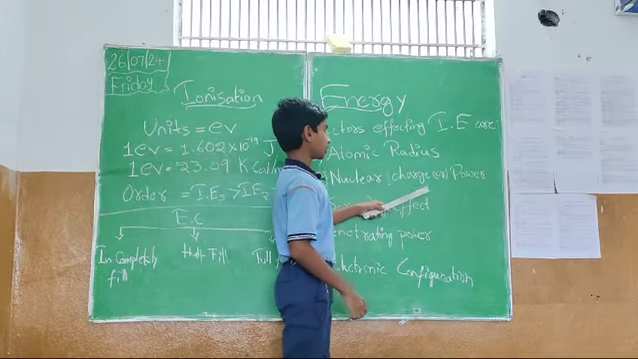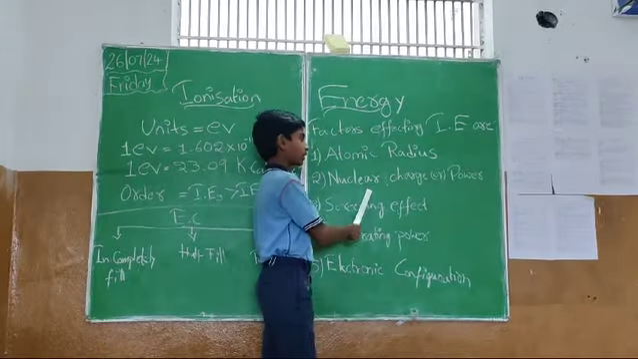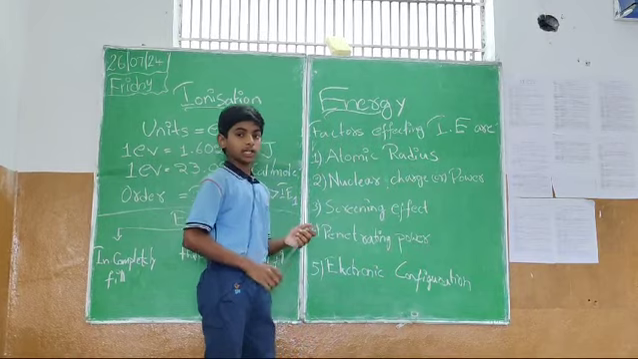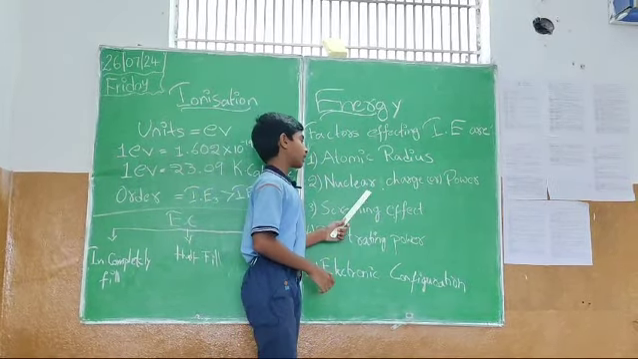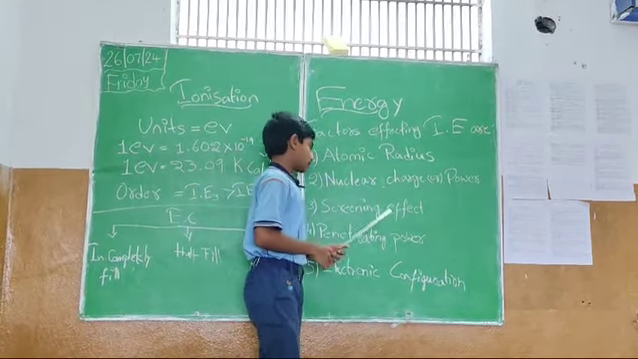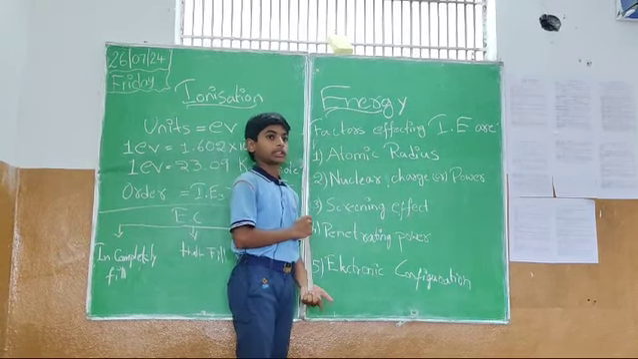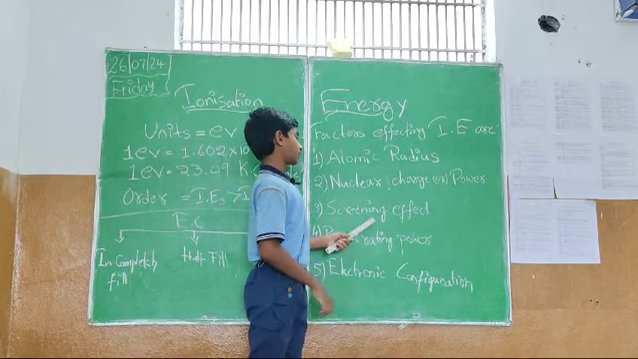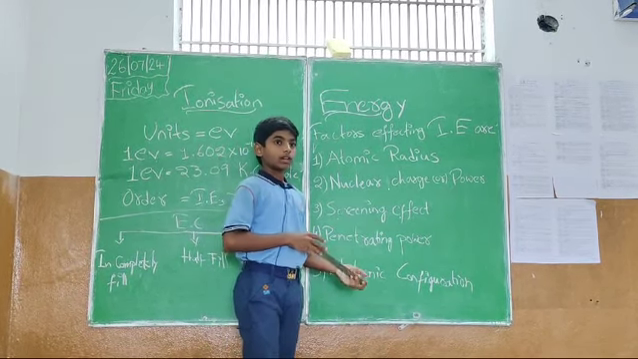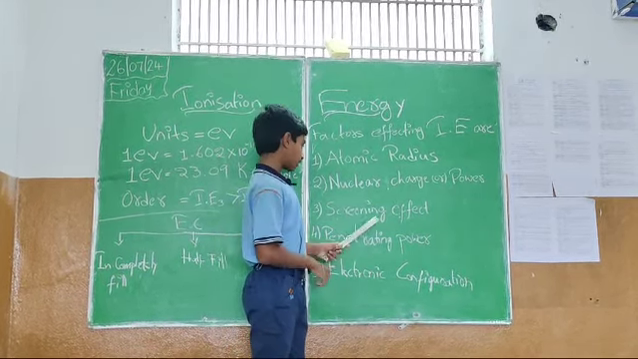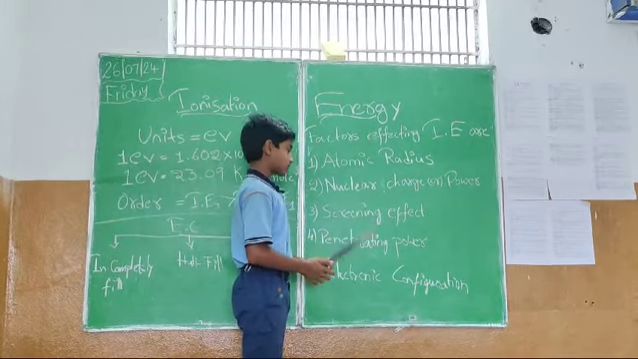And nuclear charge or nuclear power. When nuclear charge increases, ionization energy decreases. When nuclear charge decreases, ionization energy increases. Screening effect is inversely proportional to ionization energy. When screening effect increases, ionization energy decreases. When screening effect decreases, ionization energy increases.